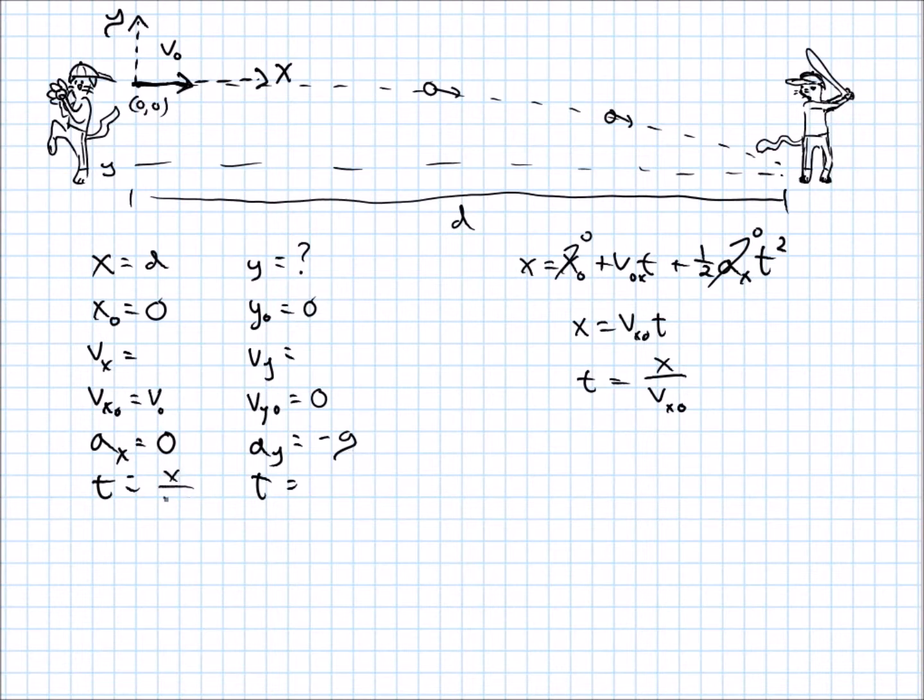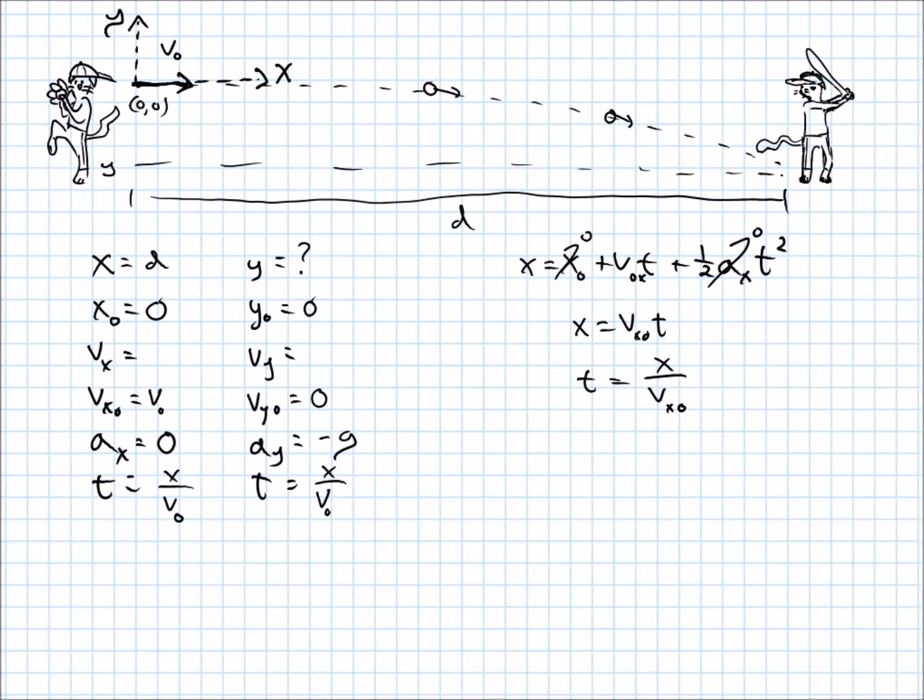That's x over vx initial, and indeed, right here, the time is x divided by vx initial, which are 2 things that we know. Oh, and I was actually calling this the v initial from my picture, right? Because the velocity initial was all horizontal. Okay.